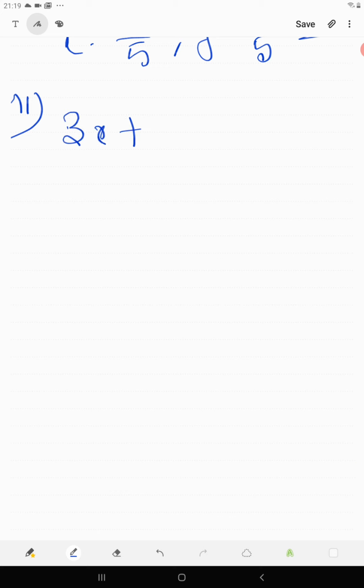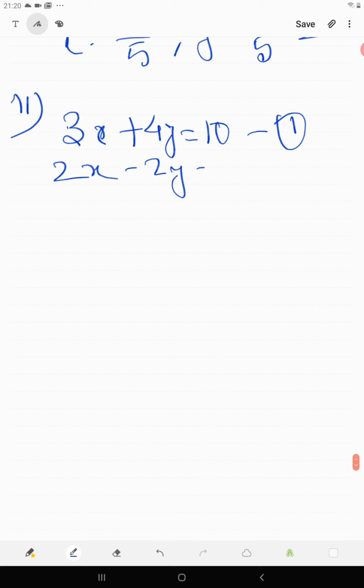3x plus 4y equals, so wording I am not writing, please write it as I have written in question 1. So 3x plus 4y equals 10. This is our equation 1. And second is 2x minus 2y equals 2. This is the second one. So here you see one is plus, another is minus for y.